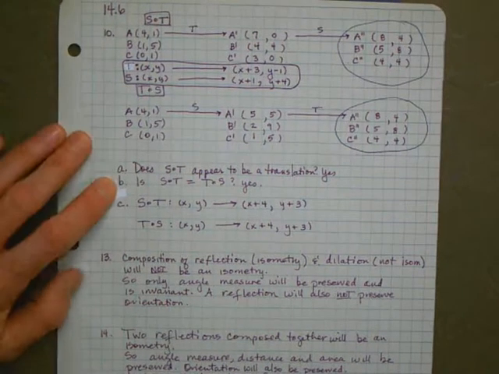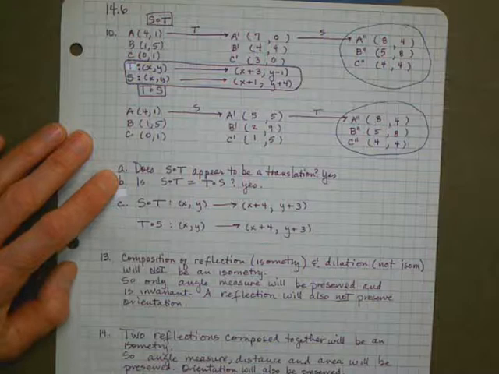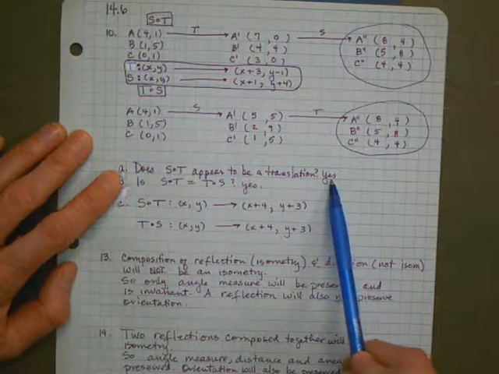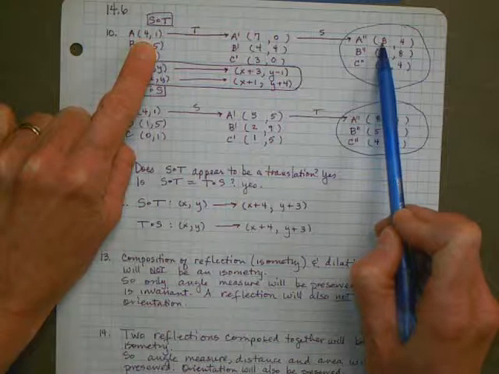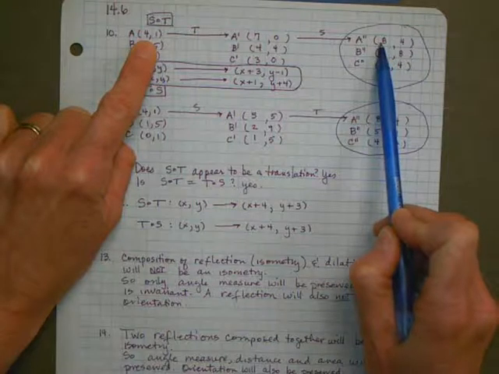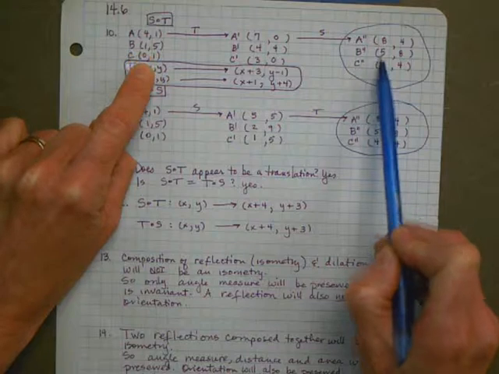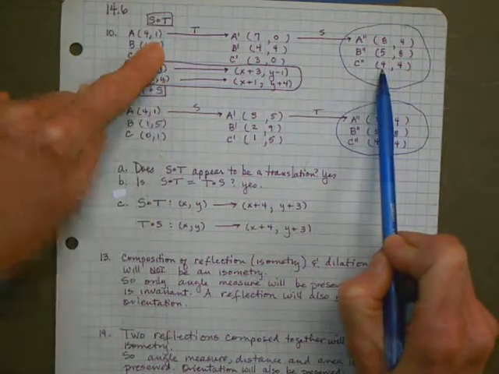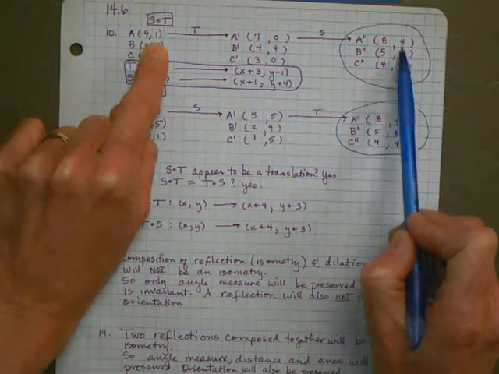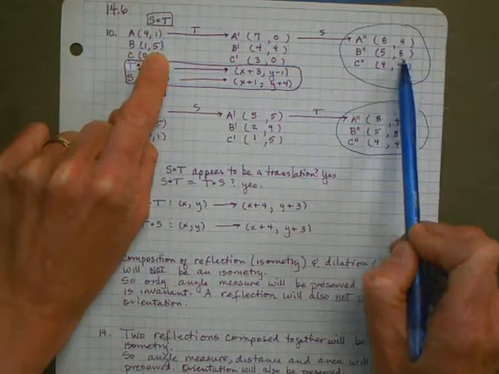All right, so does S composed with T appear to be a translation? Yes, it does, because what it's doing is it's taking 4 to 8. I'm adding 4. I add 4 again. 1 plus 4 is 5. 0 plus 4 is 4. And so I add 4 to the x's. And what do I do to the y's? I add 3 to the y's. 1 plus 3 is 4. 5 plus 3 is 8.